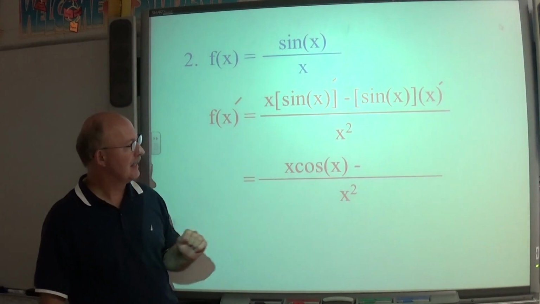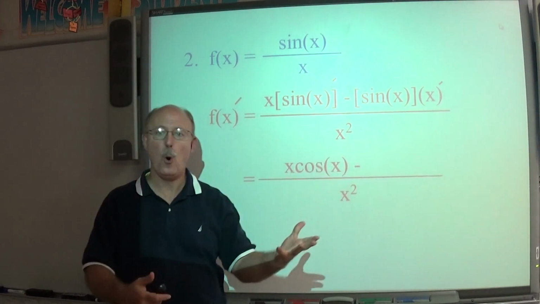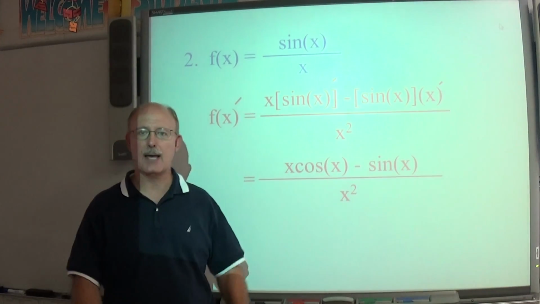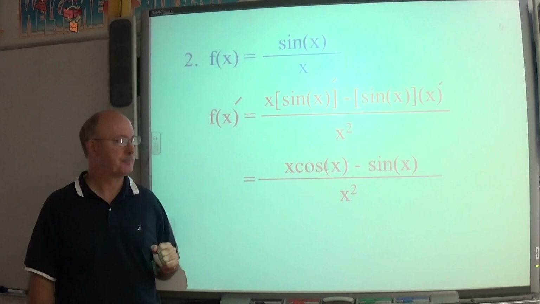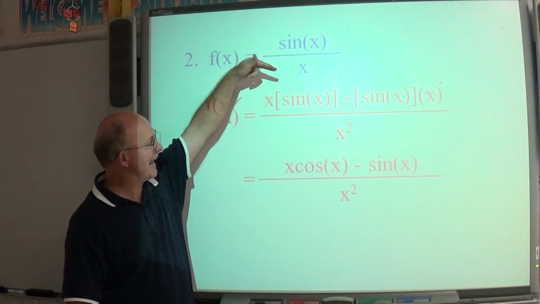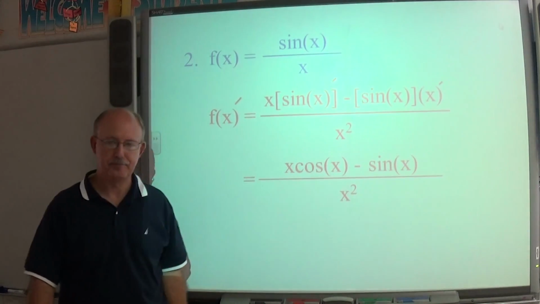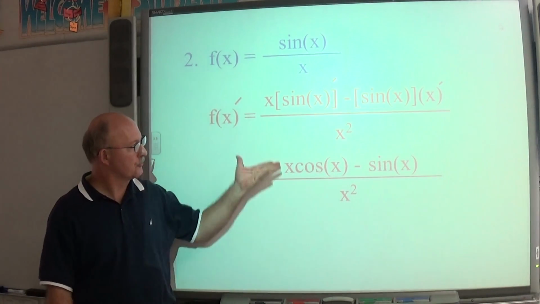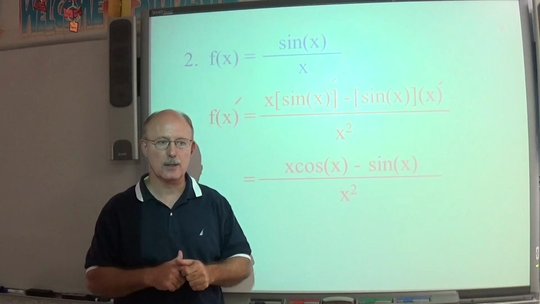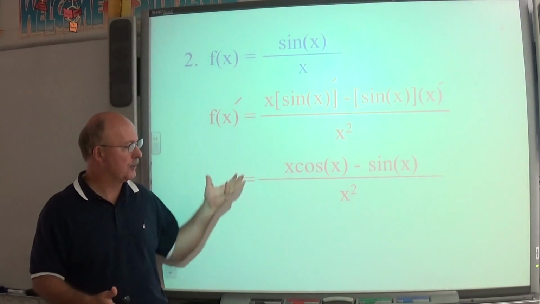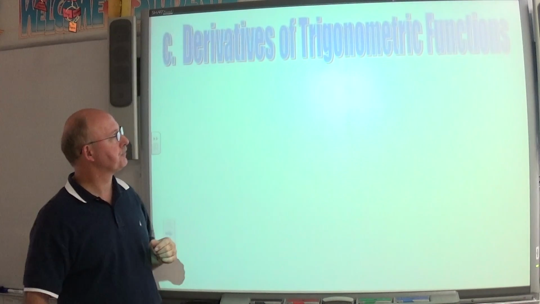Minus, now the derivative of x is 1, so it'll be sine x times 1, or just sine x. And there you have it. That's our derivative. So once again, the bottom times the derivative of the top minus the top times the derivative of the bottom. Okay? So just a little trig function to illustrate the quotient rule for derivatives. And like I said, in our next video, we'll do a bunch more examples.